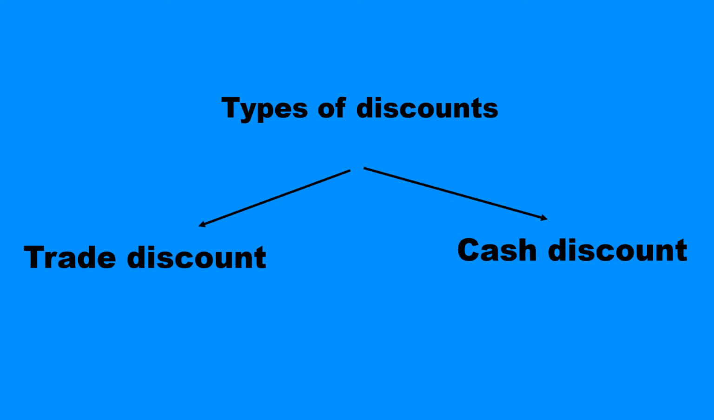Well, discounts are the privileges that are received or earned, or allowed, or rather which are given. The types of discount that exist in every sphere of business are the trade discount and the cash discount.